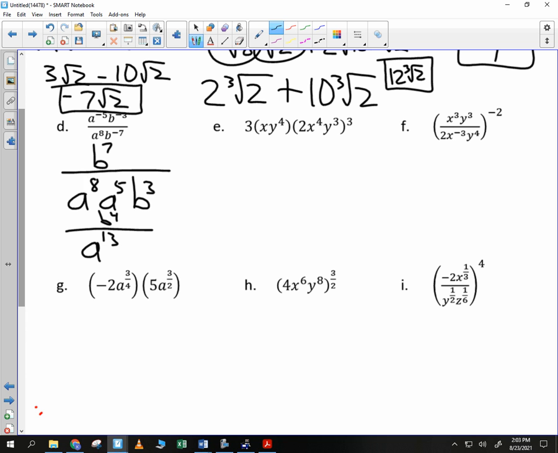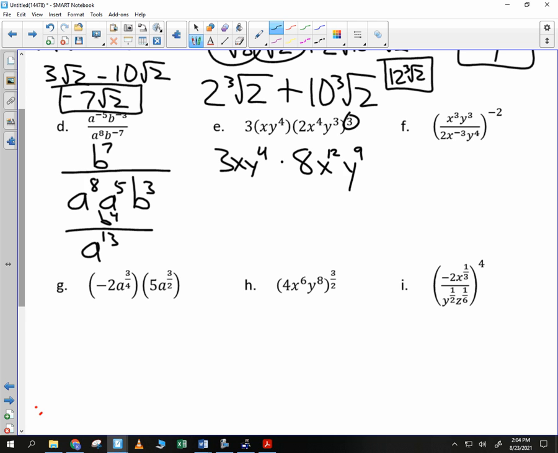All right. Letter E. Where do you want to start? Where do we even start? With the cube. Yeah, exponents. Thank you. Let's start by cubing this guy. So does that mean I take 2 times 3, or do I cube 2? I cube it. So I've got 3xy to the 4th times 2 cubed, which is 8, then x to the 12th, y to the 9th.